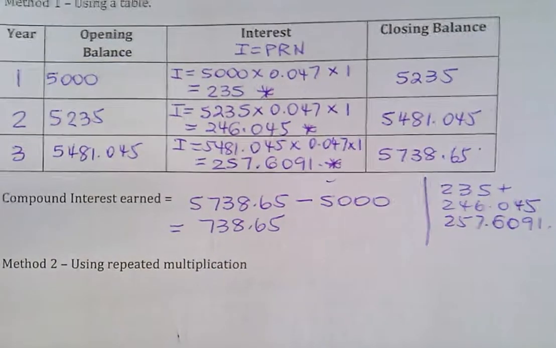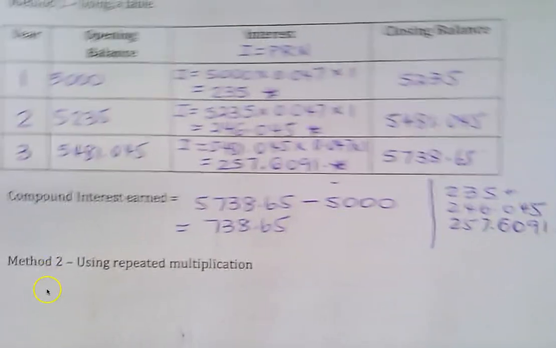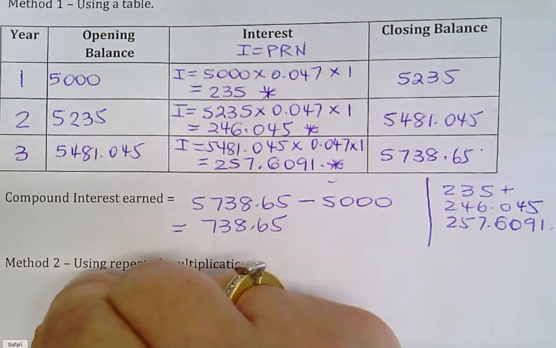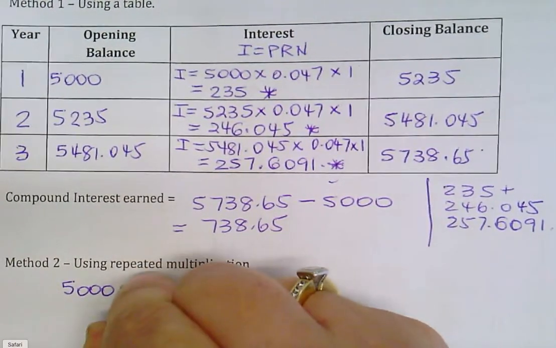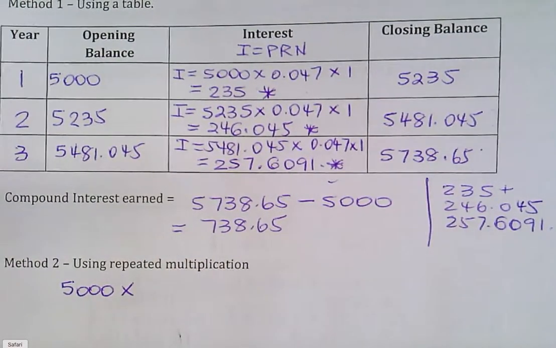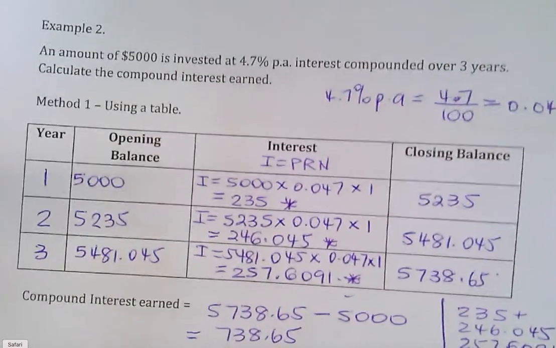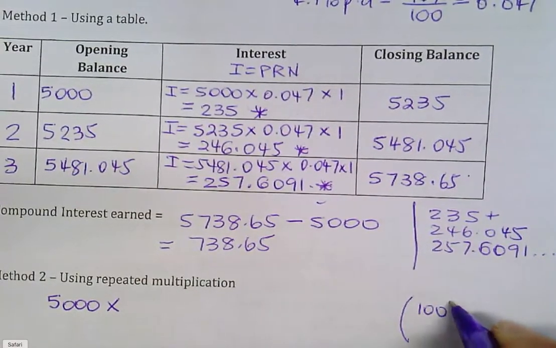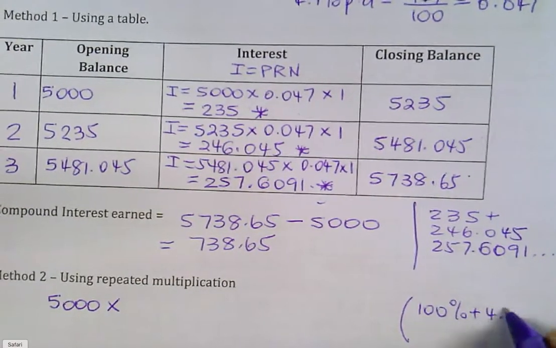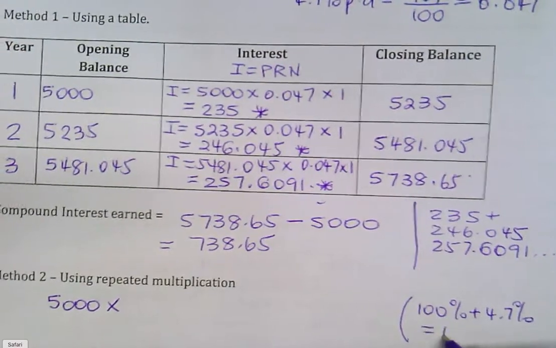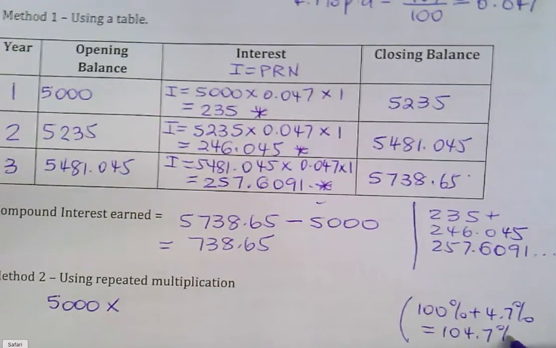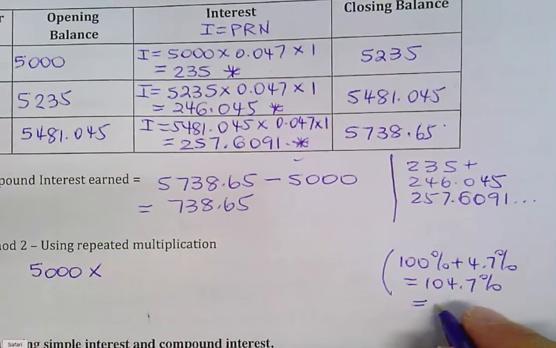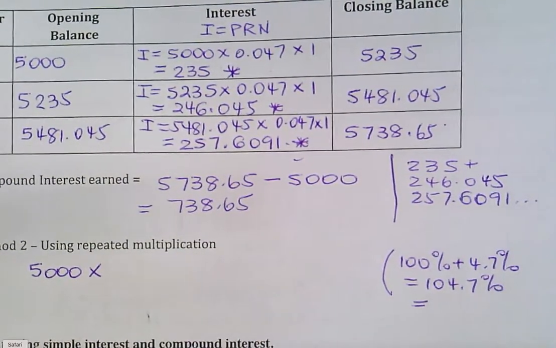Now, we could also do this question using repeated multiplication. So using repeated multiplication, we're starting with $5,000. If I want to increase by 4.7%, over here I say 100% plus 4.7% is 104.7%, which is what as a decimal? What is 104.7%?